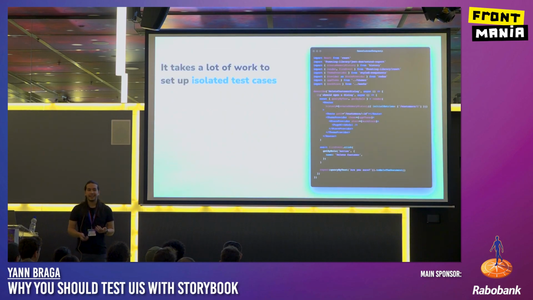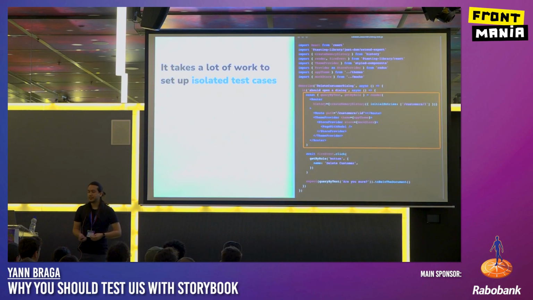But at the same time, it takes a lot of work to set up the isolated test cases. So this is an example of code that we maintain. And we're essentially testing a modal, but that page needs a bunch of setup to actually render correctly. So you need to have a router to wrap the correct routes. You need to have a theme provider because the components are using React styled components or Emotion, for instance.